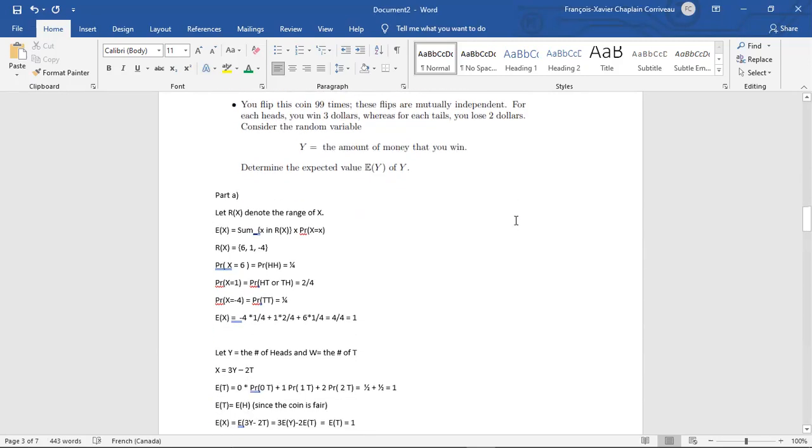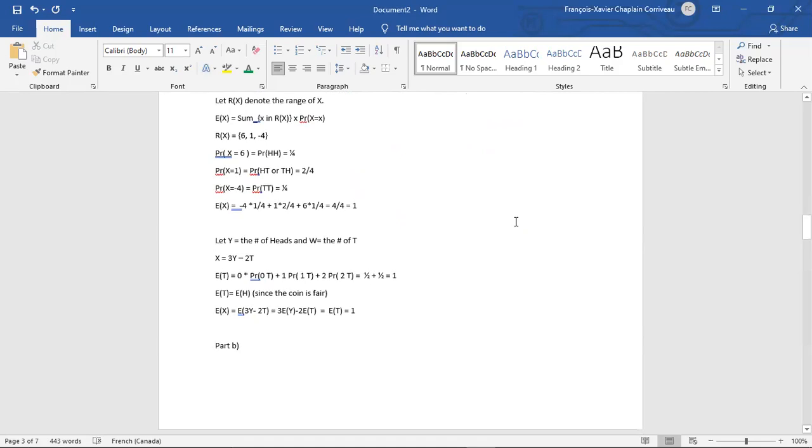I think you just made a mistake for variables here, where you were saying let y be the number of heads and w the number of tails. So x will be 3y minus 2w. Yes, thank you, absolutely. You're absolutely correct.